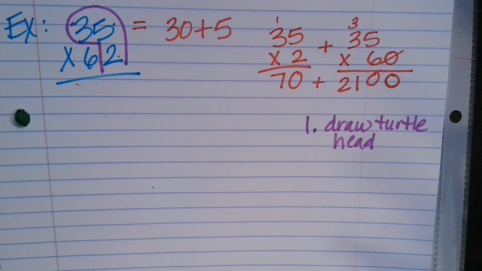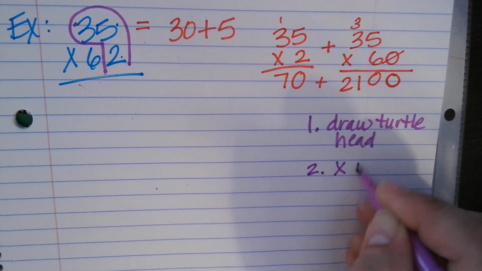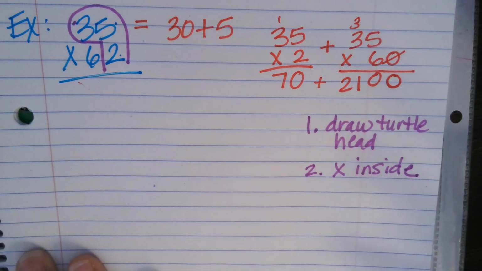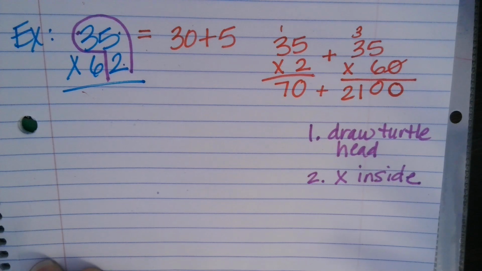Everybody okay here? Step 2, we're going to multiply inside. Okay, so write that down. Step 2, we're going to multiply inside that turtle head. Now this should be really familiar to you. We've been doing this, only we've been putting 4 numbers on top and 1 on the bottom. Okay, everybody all right?